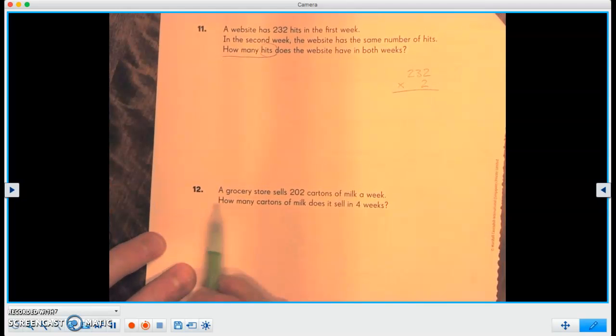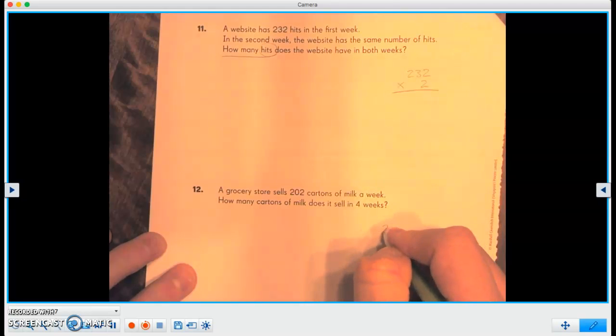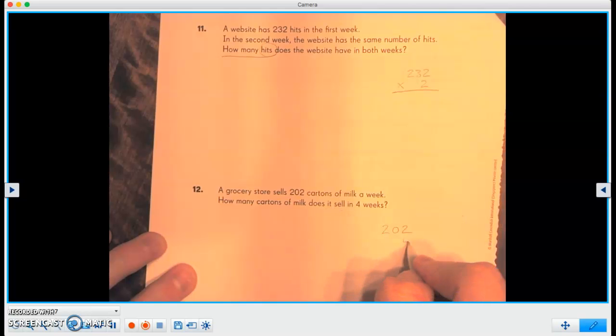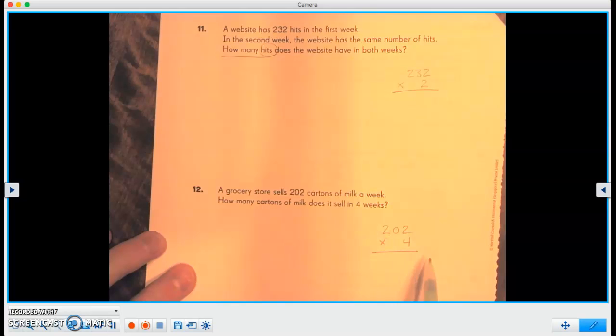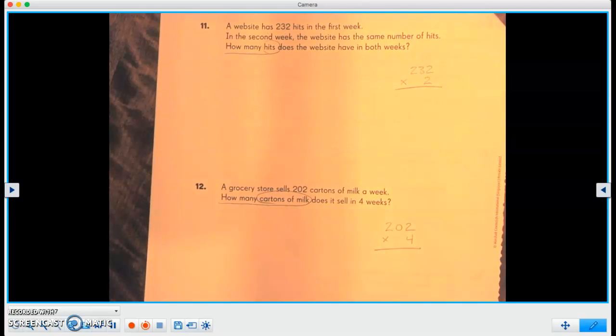And number 12, a grocery store sells 202 cartons of milk a week. How many cartons of milk does it sell in 4 weeks? So if we multiply 202 times 4, one for each week, that will give us our answer. So how many cartons of milk? That'll be our answer, and there's our label.